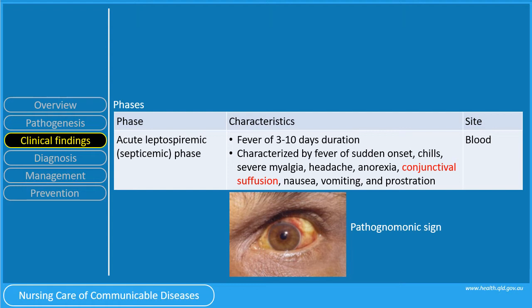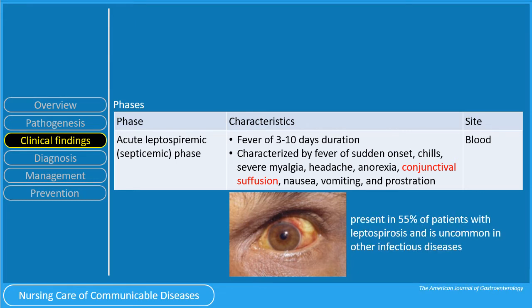Conjunctival suffusion is an eye finding occurring early in leptospirosis. It is characterized by redness of the conjunctiva that resembles conjunctivitis, but it does not involve inflammatory exudates. Conjunctival suffusion is present in 55% of patients with leptospirosis and is uncommon in other infectious diseases.